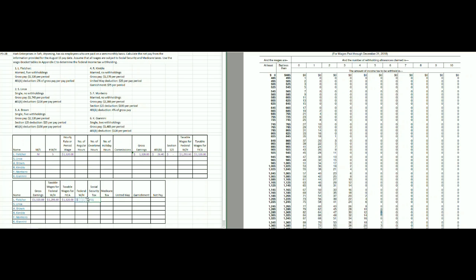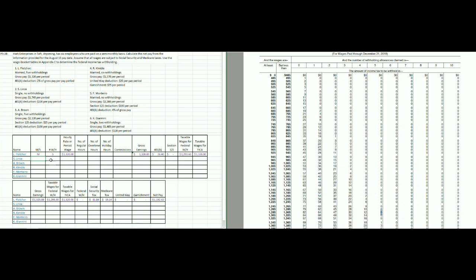Social Security is taxable wages for FICA times 0.062, and Medicare is taxable wages for FICA times 0.0145. We have no information on garnishments or United Way contributions, so his net pay will be gross earnings less federal withholding, less Social Security, less Medicare, less 401k contribution, for a total of $1,192.62.